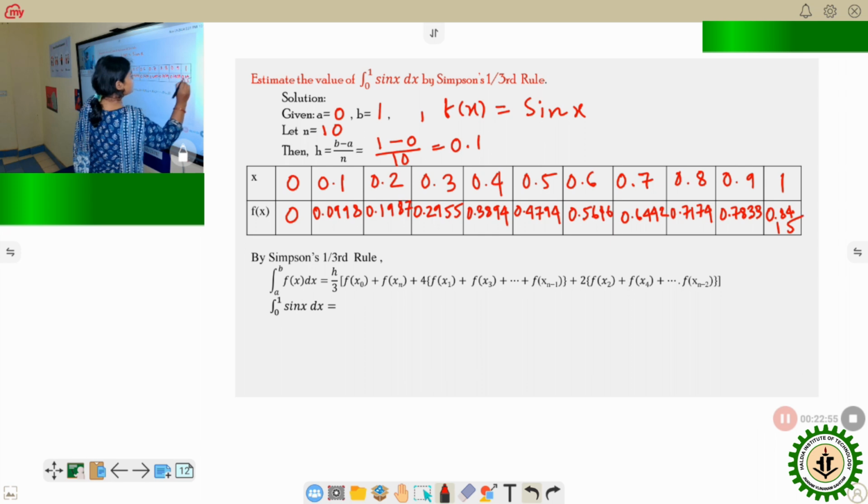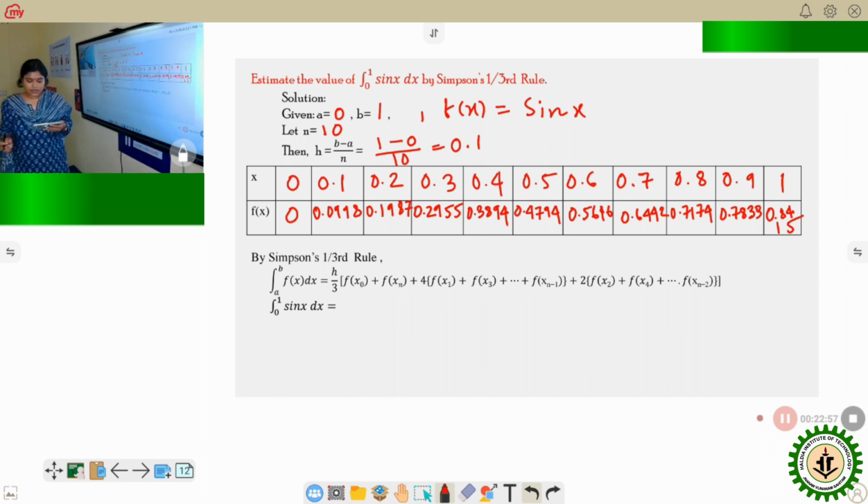0.8415. So these are the values, right? Now this is the Simpson's one-third rule. So what to do? Just put the values. What is your h? 0.1/3. Done. Now f(x0) plus f(xn).